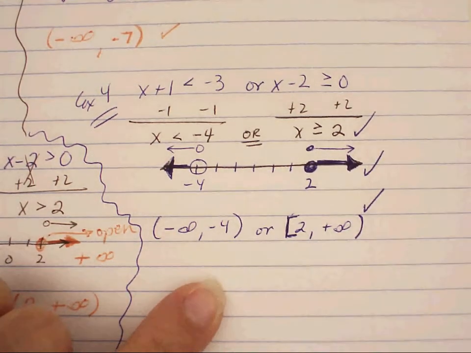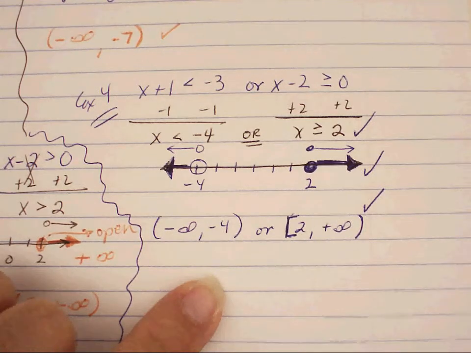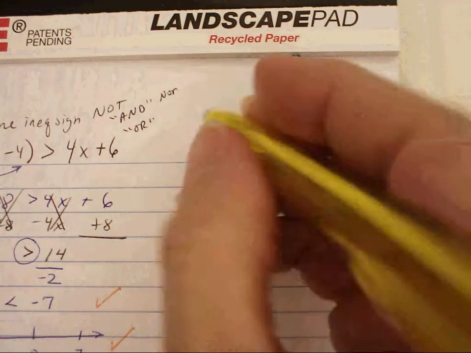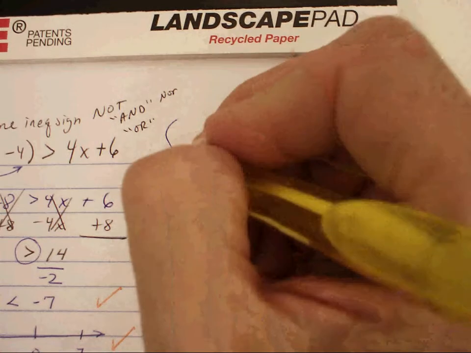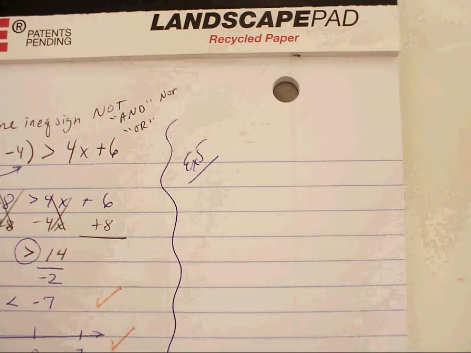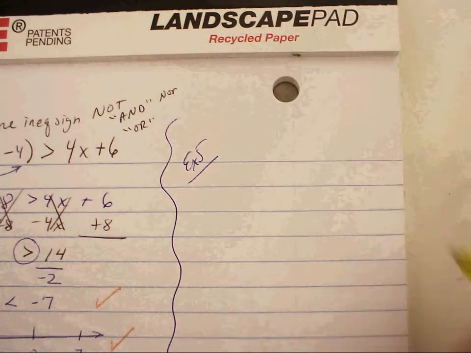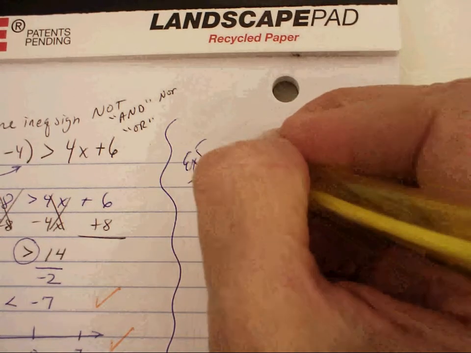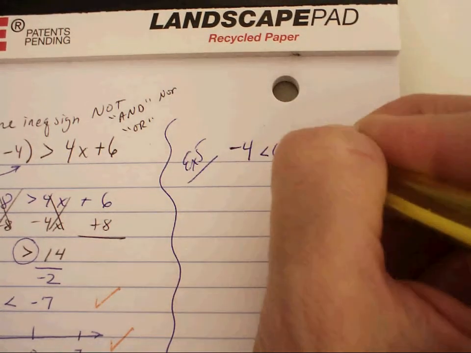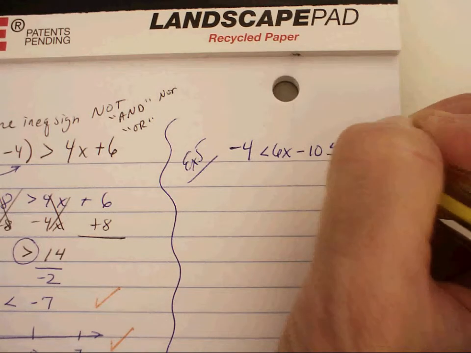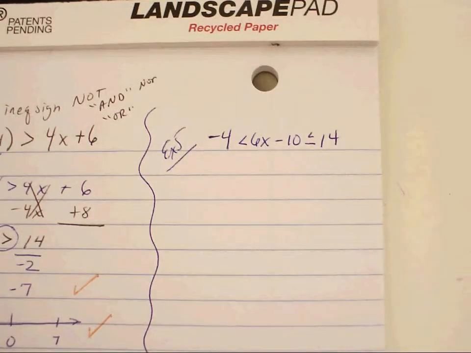The infinities always use parentheses. The -4 was not included, so it has a parenthesis. The 2 was included in the answer, so it has a bracket. Here's the inequality answer, the graph answer, and the interval notation answer. Let's do one more.